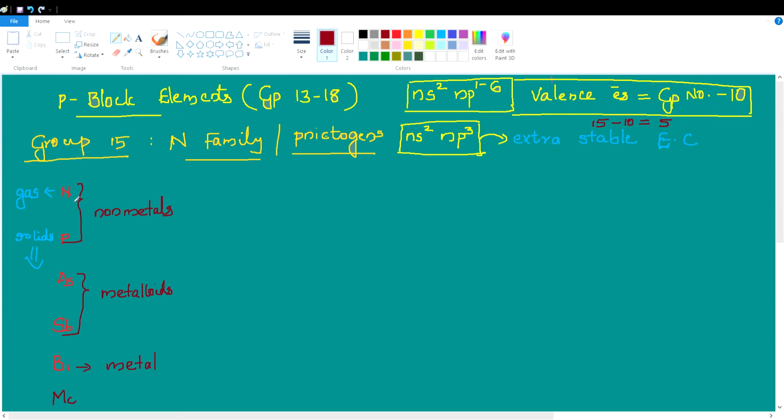The first two elements, nitrogen and phosphorus, are non-metals. Arsenic and antimony are metalloids. Bismuth is a metal. Nitrogen exists as a gas and all the other elements are solids.